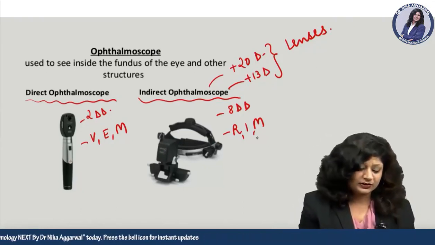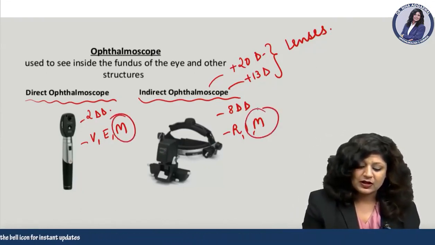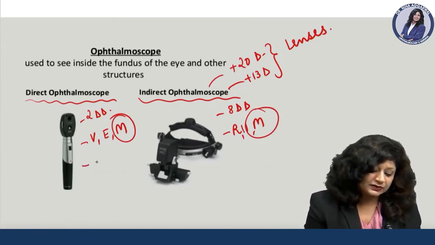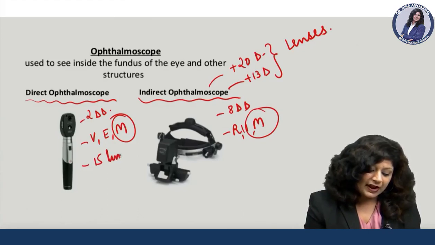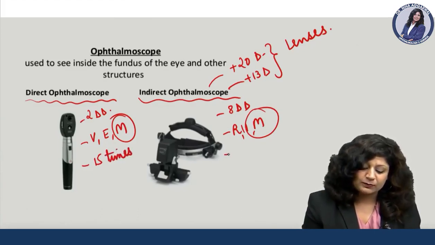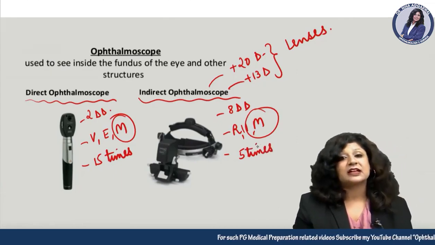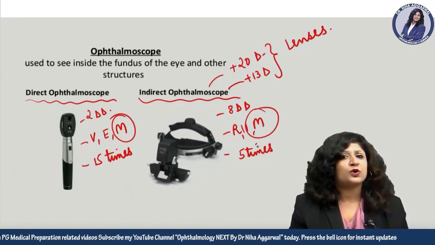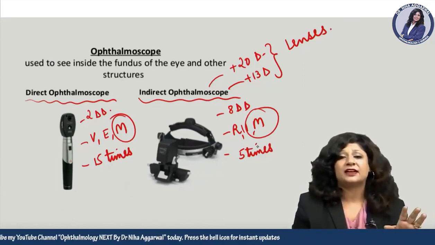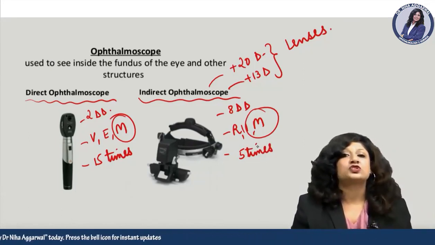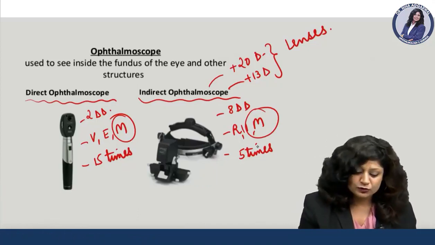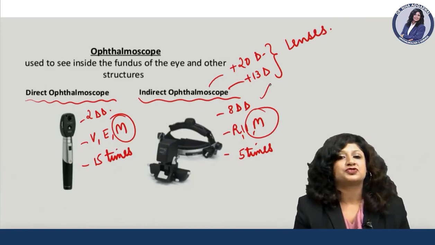Now another important thing, how much is the magnification? The magnification that you get by direct ophthalmoscopy is 15 times, while in cases of indirect ophthalmoscopy, it is just 5 times. Now, this is again very important. The area that you are seeing by direct ophthalmoscopy is much smaller. That is why magnification is much more. But the area that is seen by indirect ophthalmoscopy is larger. So, here magnification is less.